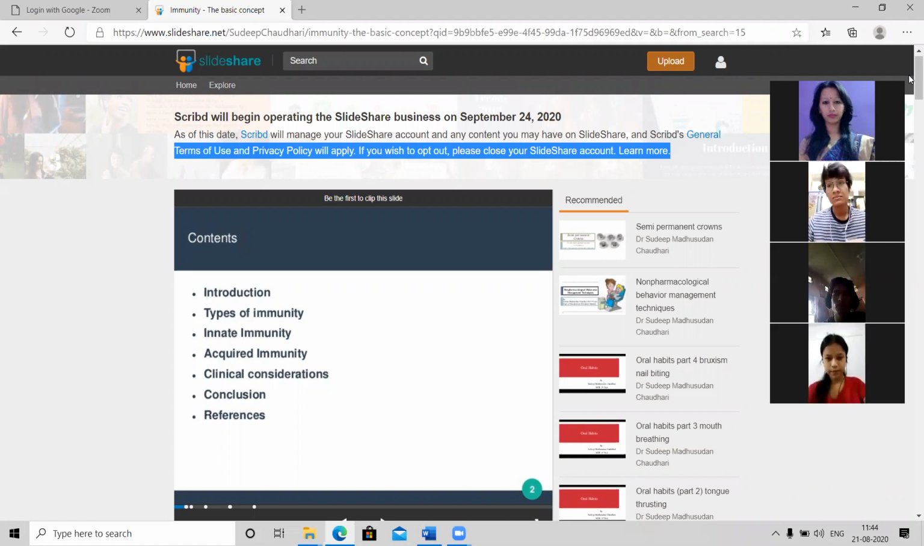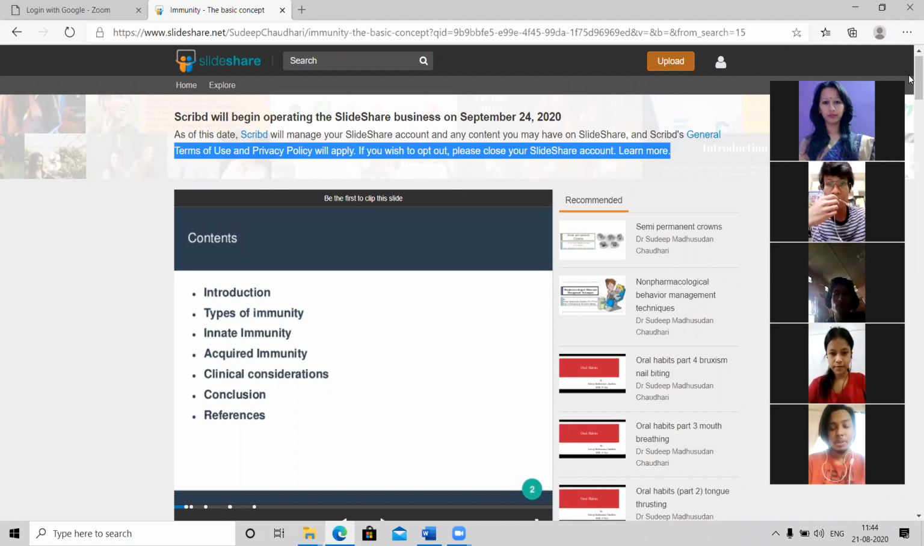Ma'am, innate immunity is a non-specific mechanism that plays a role after an hour or a few hours. After what? I didn't understand. What did you say? Yes, who is saying? Dipjyoti. Yes, what? Define.